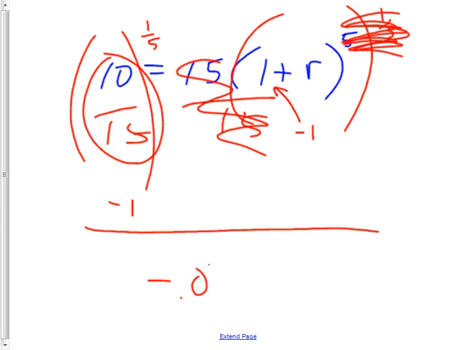Negative 0.077. And did anybody on this side of the room verify that number? Okay, a lot of people got the same thing. Good. So, moral of the story, you can graph both sides and see where it crosses.